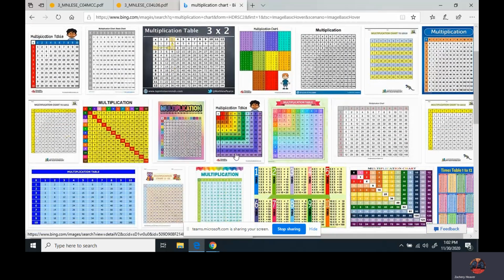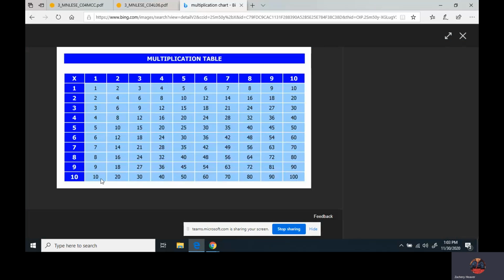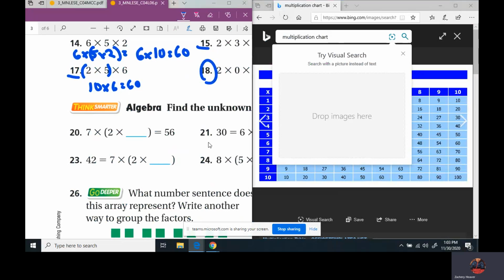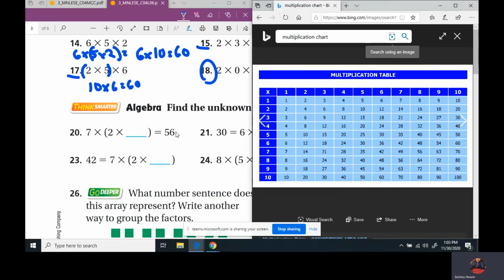I think we were using this one earlier. All right. So let me get this up. I'm going to put this right here, and I'm going to put this right here. So we have 7 times what equals 56?